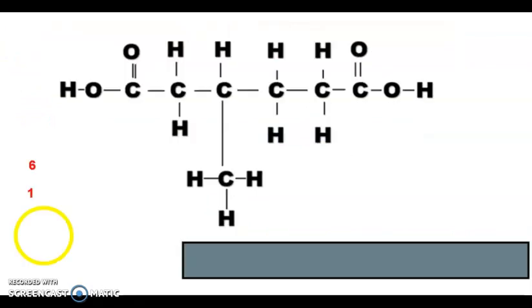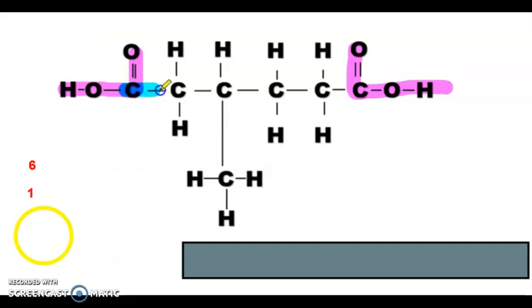Now, if we have a look at this organic molecule, we can see that there's a carboxyl group on the left-hand side and a carboxyl group on the right-hand side of this molecule. And we can see that over here we have an alkyl substituent. So please pause the slideshow and use the IUPAC rules and see first if you can get the name on your own.